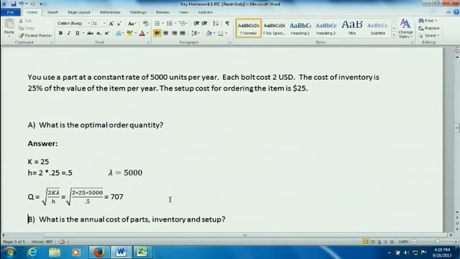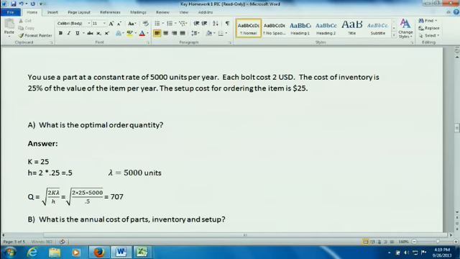The next question is, you're using a part at a constant rate of 5,000 per year. Each bolt costs $2. The inventory costs 25% of the value of the item. The ordering cost for the item is $25. What is the optimal EOQ? Well, the setup cost is $25. The holding cost is 25% of $2, or 50 cents per item per year. And the demand is 5,000 units per year.